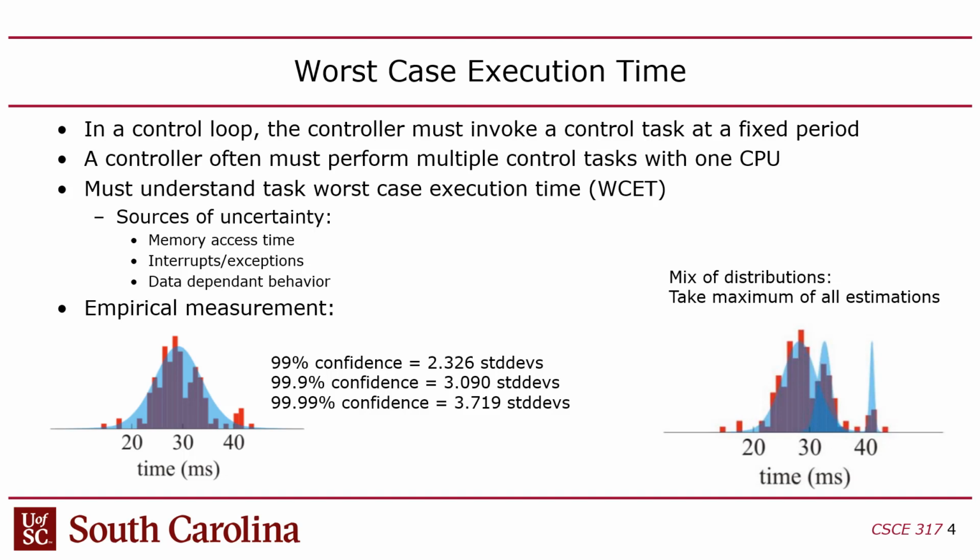So if you add 2.326 times the standard deviation to the mean, that will give you a worst case execution time that is based on a 99% confidence. Or if you multiply the standard deviation by 3.09 and add it to the mean, that'll give you a 99.9% confidence. And 3.719 standard deviations added to the mean is a 99.99% confidence. So you're basically coming up with a worst case execution time based on a confidence.